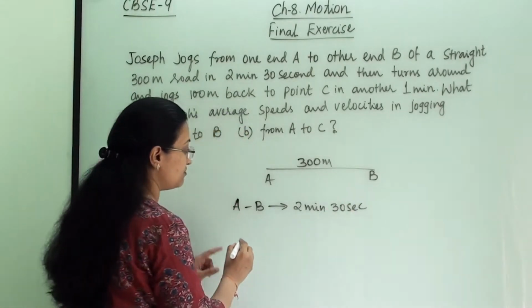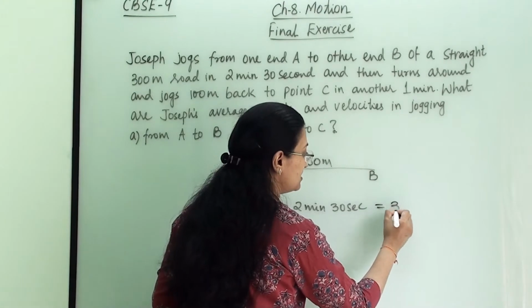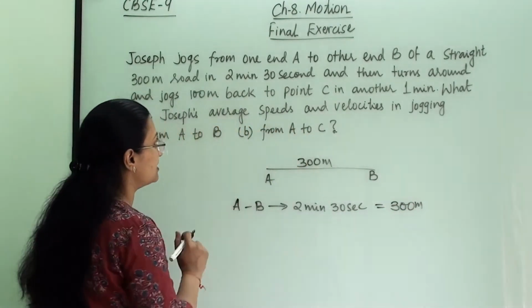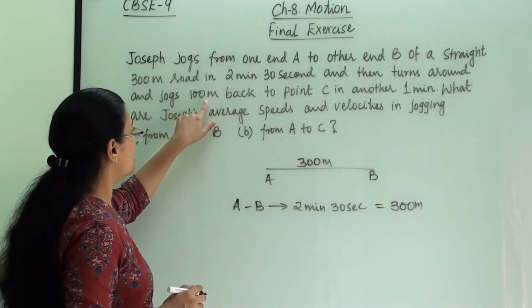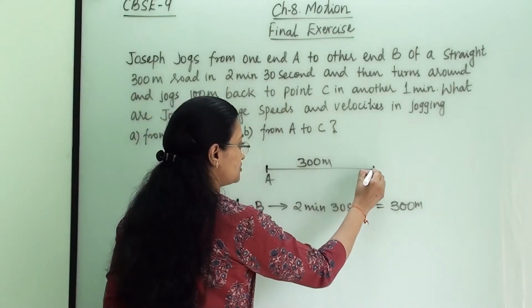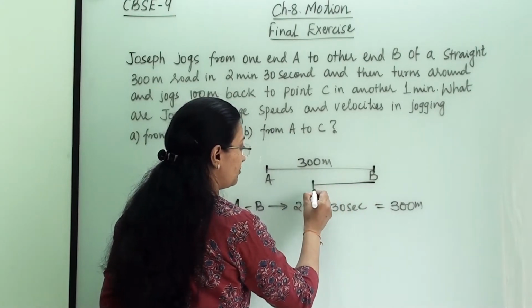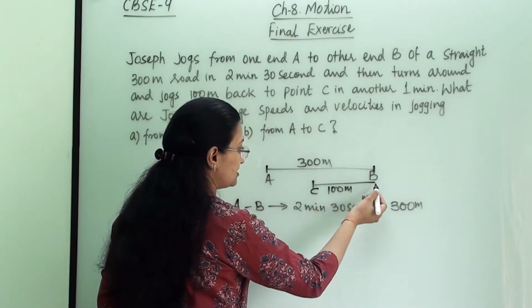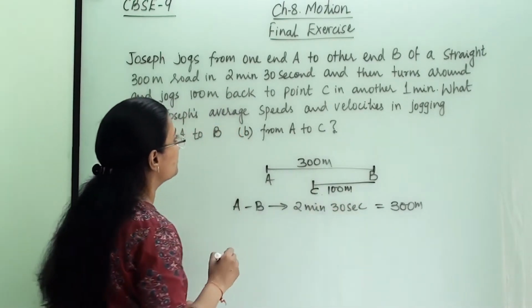In that much time he covers A to B. And what is the distance from A to B? That is 300 meters. So he covers 300 meter in 2 minutes 30 seconds. And then he turns around and jogs 100 meter back to point C. So this is point A, this is point B, and then from here he comes back till point C. This is 100 meter.